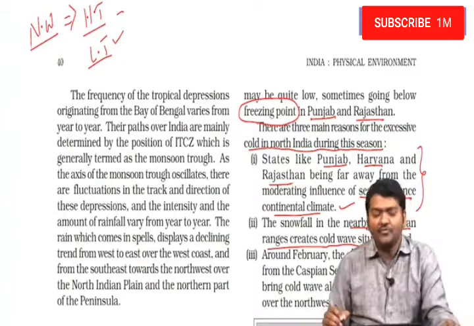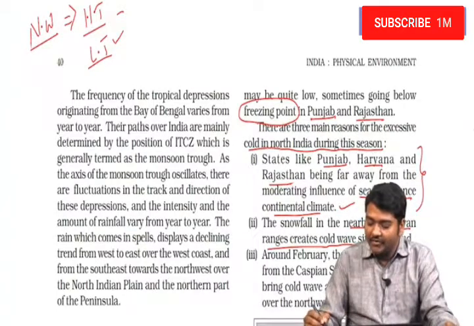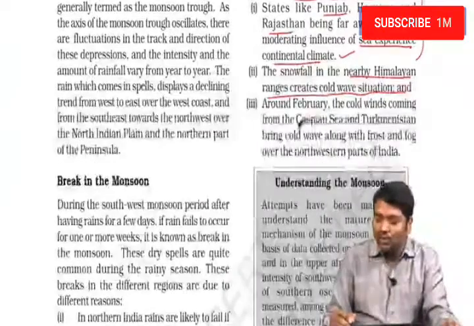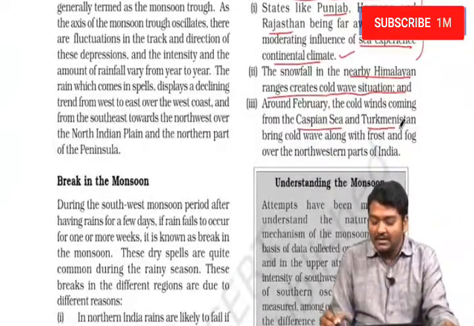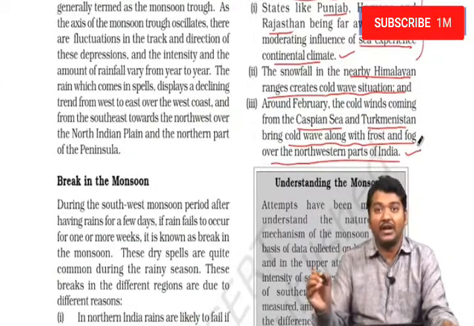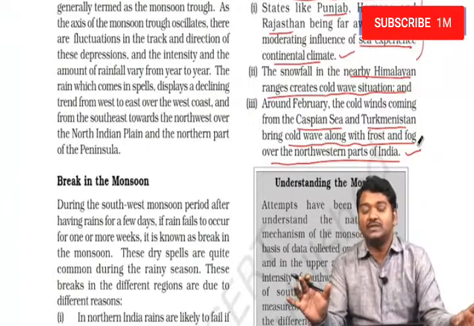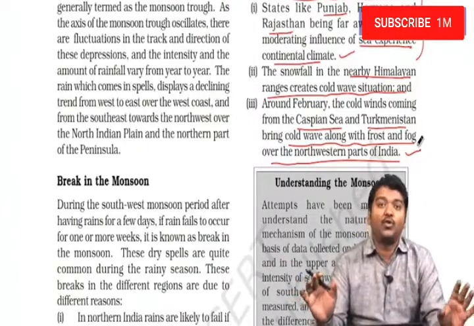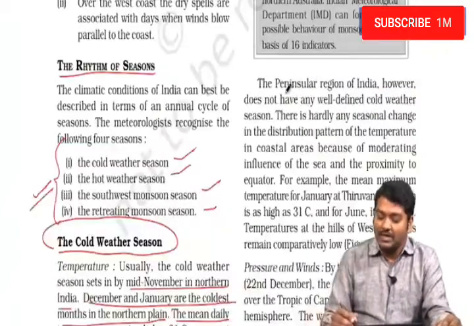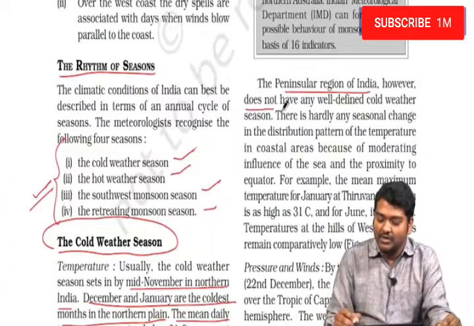Snowfall means extreme low temperature, means high pressure, winds blow from mountains onto land and this makes the entire climate cool. Around February, the cold winds coming from the Caspian Sea, that is westerlies, usually blow over the Caspian Sea and Turkmenistan and bring cold wave along with frost and fog over northwestern parts of India. Westerlies cover most of this region and they usually bring cold wave from Central Asia towards India. The peninsular region of India, however, does not have a well-defined cold weather season.